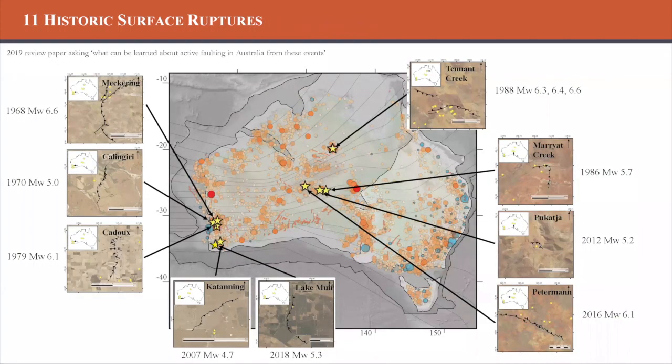So historically, Australia's had 11 surface rupturing earthquakes from 1968 to 2018. And that's quite a high number considering we're this stable continental region and intraplate area. So all of these 11 events happened in the central and western part of the country. No surprises there, that's why I work there. And they range in magnitude up to magnitude 6.6 and down to quite low magnitudes like this 4.7 Katanning event.